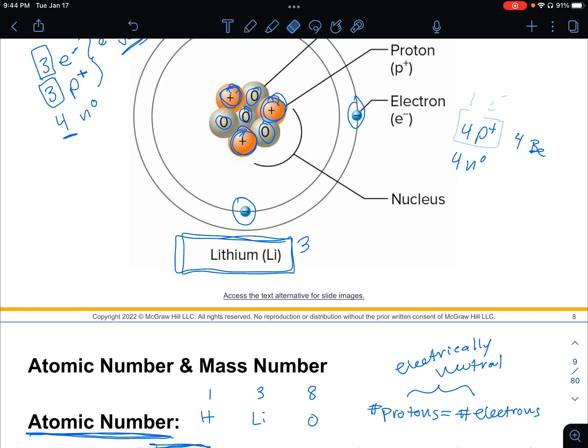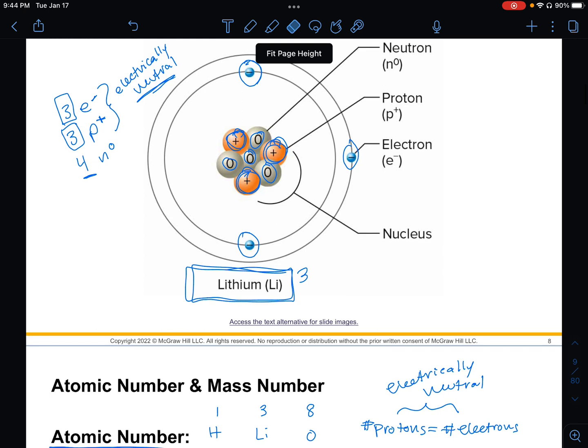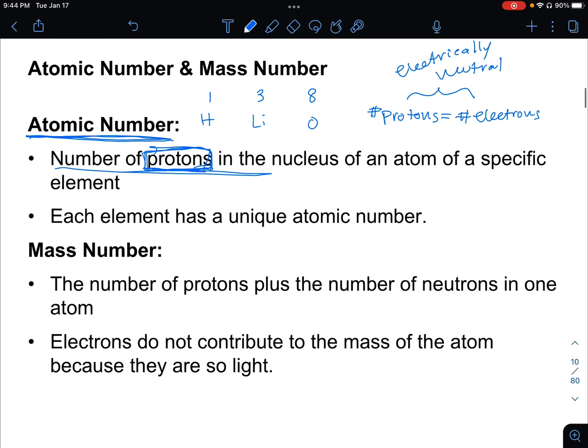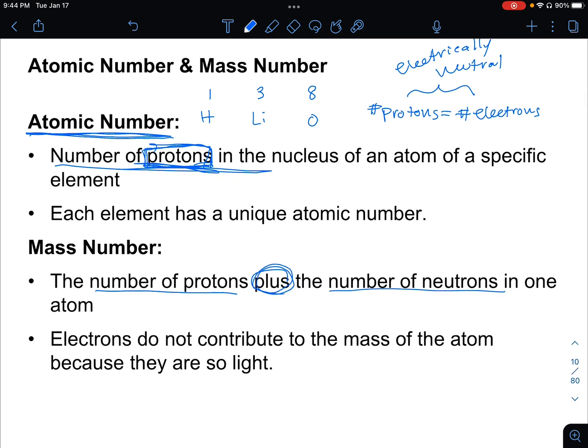Now we can take that all back, and we're still left with lithium, but it has a different number of neutrons again. So why do 4 neutrons not change the atomic number? Because it's the number of protons. So then we get into the mass, because we know the mass of the atom deals with the number of protons and the number of neutrons, because those are in the atomic nucleus, those are large particles, and they have mass. So the mass number is the number of protons plus the number of neutrons in one atom. The electrons don't contribute to the mass because they're so light. We said that.